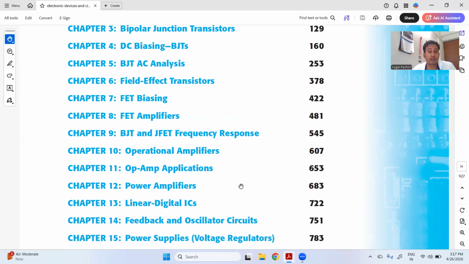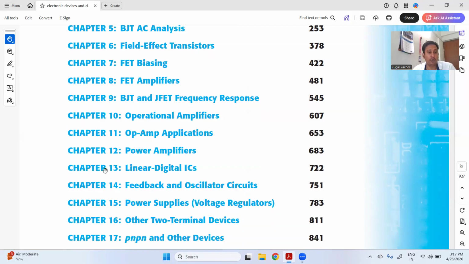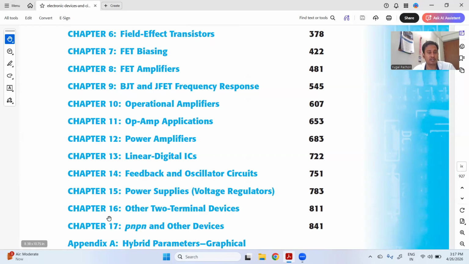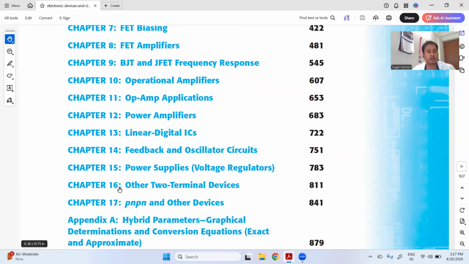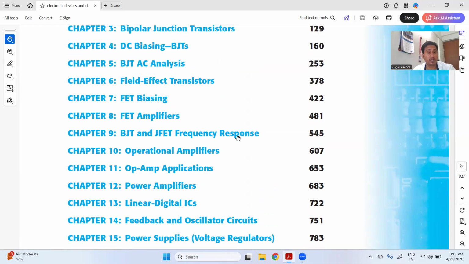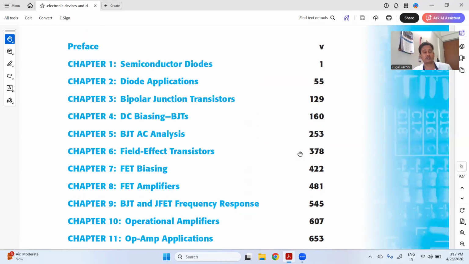This is one of the important topics. Then the applications of the operational amplifier, op-amp application, power amplifier. Generally, up to chapter 11, all the students need to study according to their syllabus. Up to chapter 10 or 11, it is very important. And beyond 12, 13, 14, 15, 16, some of the topics are related to power electronics. So some of the colleges or some of the syllabi do not include beyond chapter 10 up to 17. But from chapter 1 to chapter 10, it is a must-read book.